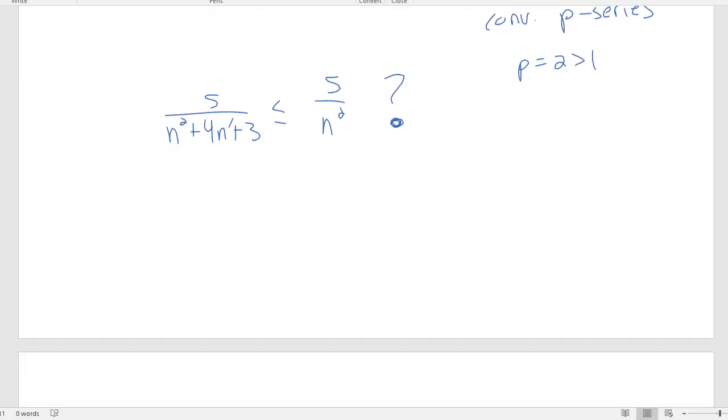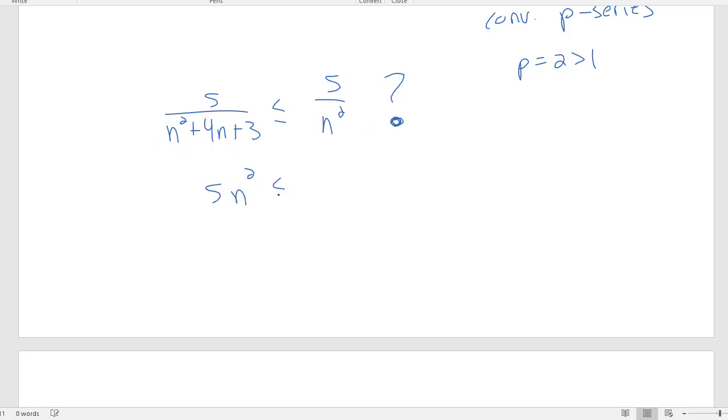If this is true, then we have officially justified that my series converges by the comparison test. So now we're just going to do a little bit of work to determine whether this is true or not. Just like I did in the prior two examples, I'm going to multiply both sides by my common denominator. When I multiply the left-hand side by the common denominator, I get 5n squared. When I multiply the right-hand side, the n squared cancels out, and I get 5 times n squared plus 4n plus 3.